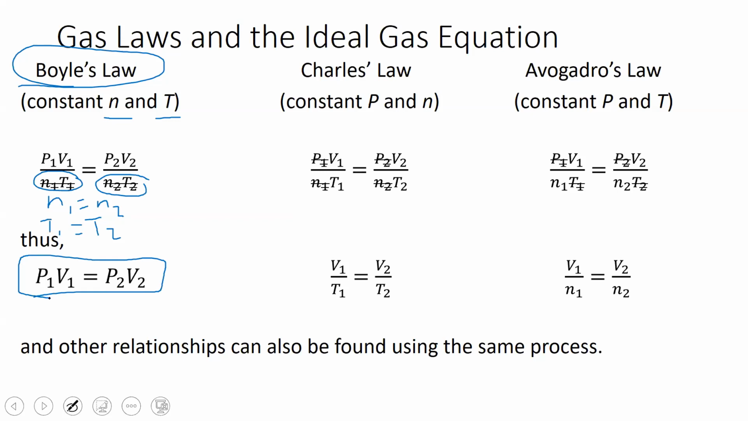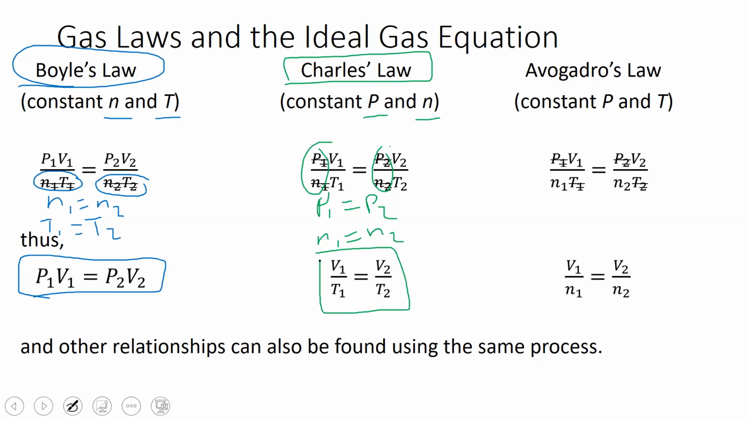If we look at Charles' law now. Charles' law has a constant pressure and number of moles of gas. And so in this case, P1 equals P2 and N1 equals N2. We can get rid of those because they're the same on either side of that equation. That equation then simplifies, at a constant pressure and number of moles, to V1 over T1 equals V2 over T2. And so that shows Charles' law.